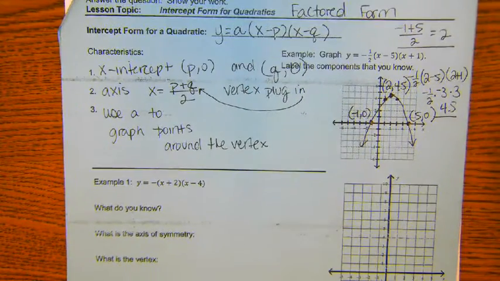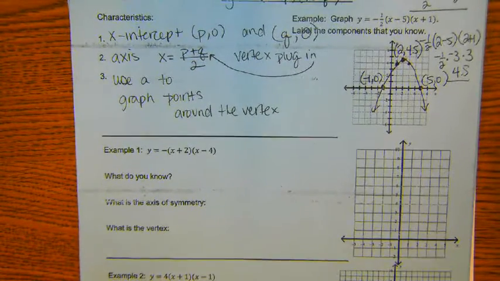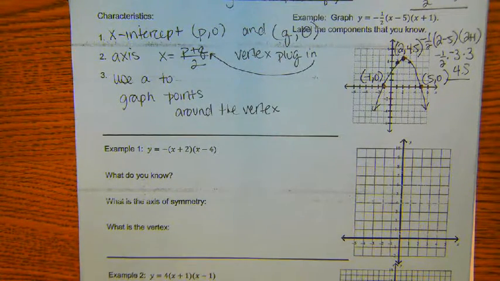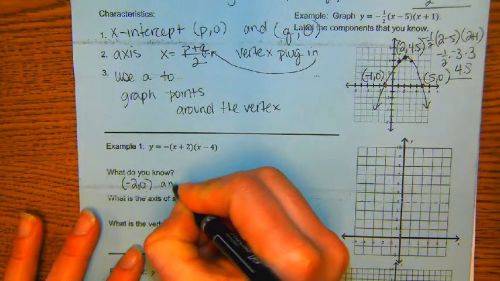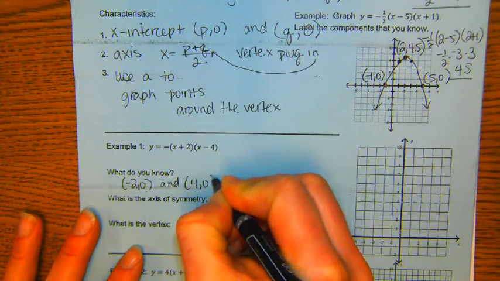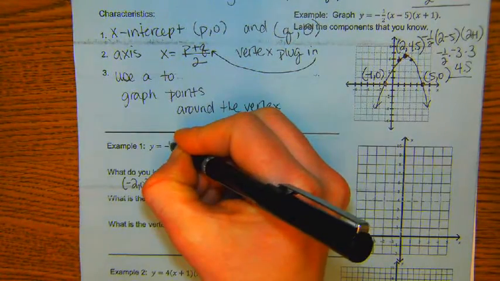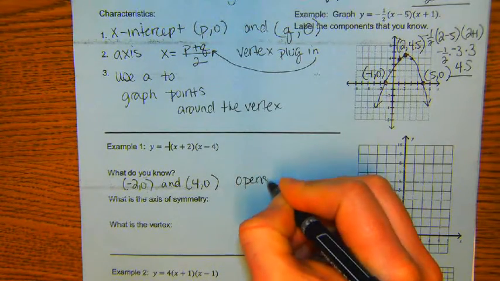Let's do one more example together. Okay, so what do I know? I know the x-intercepts. What are the x-intercepts of this one? Negative 2, 0, good, and positive 4, 0. I also know the parabola opens down. Let's put a 1 there. A is negative 1. Correct.